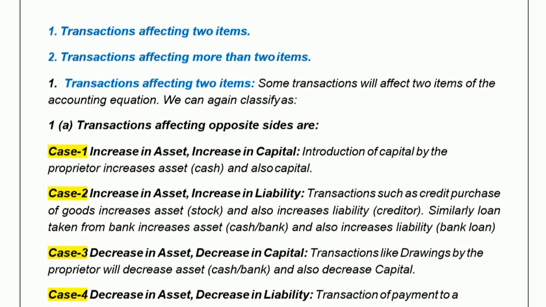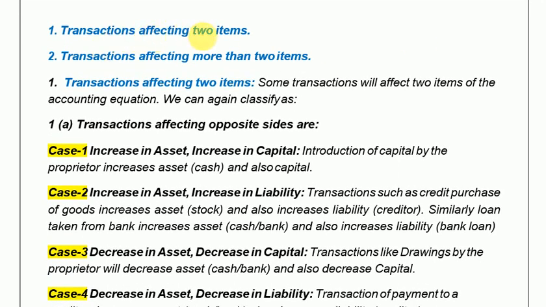First, transactions affecting two items, and second, transactions affecting more than two items. Let's proceed towards transactions affecting two items. It means one transaction affects only two items. So how? Let's see. Transactions affecting opposite sides. Case one: increase in assets, increase in capital. Introduction of capital by the proprietor increases assets and also capital.